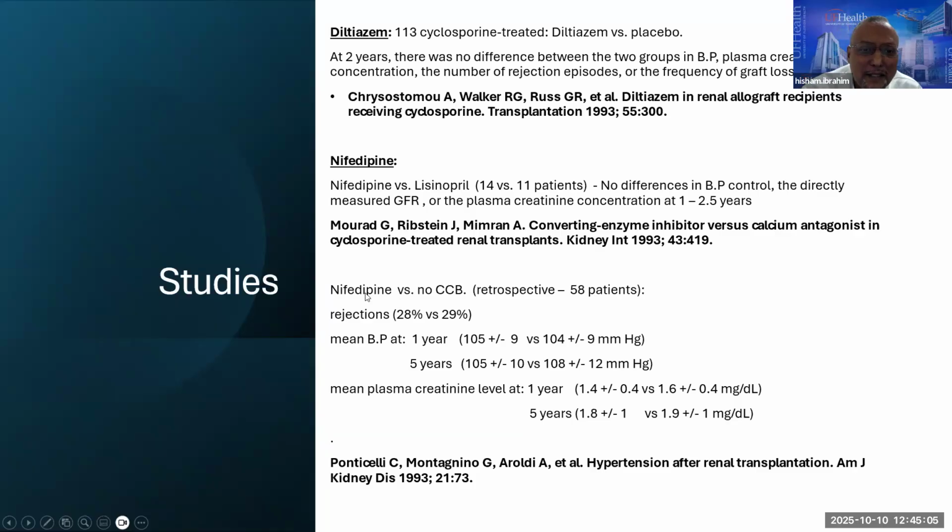Here's a study that looked at nifedipine versus no calcium channel blockers. It's a retrospective study which had 58 patients. No difference in rejection rates. Blood pressures were similar between the two groups at 1 year and at 5 years. And the mean plasma creatinine level at 1 year and 5 years showed no significant difference. So this is actually Dr. Ponticelli from the Ponticelli protocol. This is his study, the famous Dr. Ponticelli.